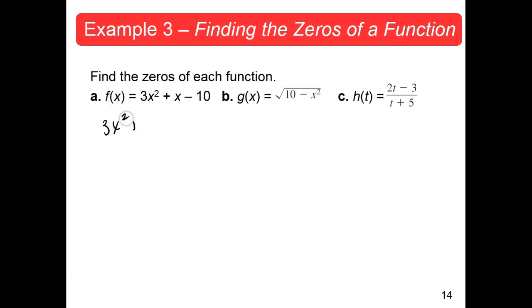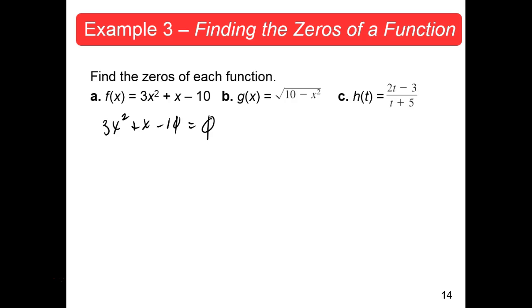3x squared plus x minus 10 equals 0. Make the y, f of x, equal 0. You haven't found them yet, though. You just set it up. What do we do at this point? I can't hear you. A little louder. Okay. You probably are saying it right.